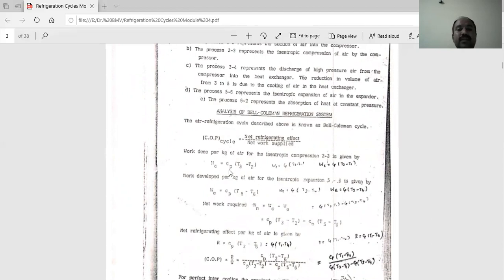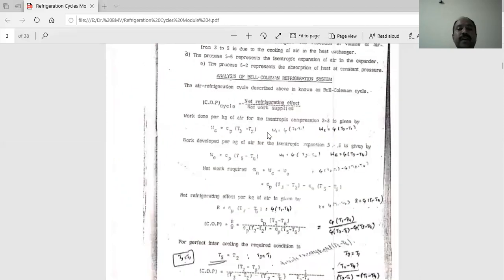Here the work supplied will take place here. WC is equal to Cp into (T2 minus T1). The expander work, WE, is Cp into (T3 minus T4). Then the net work done is equal to WC minus WE, that is Cp into (T2 minus T1) minus Cp into (T3 minus T4). It should be clubbed.